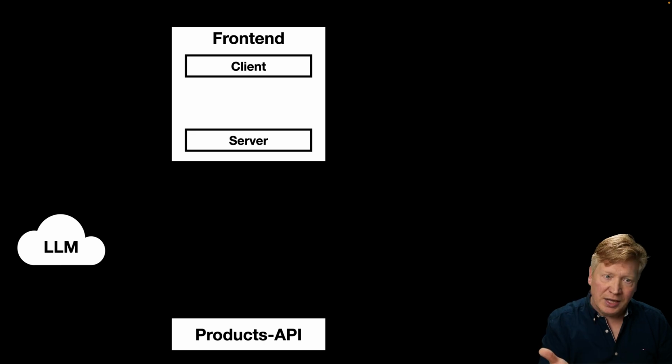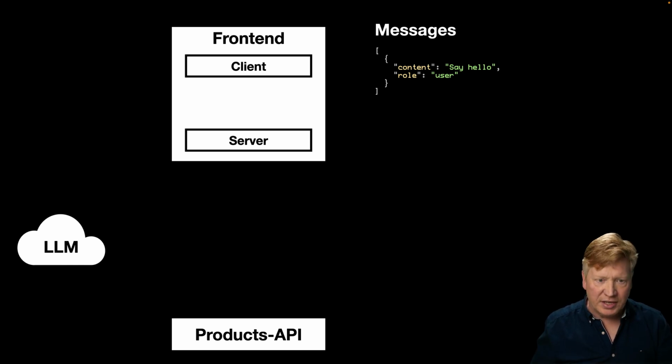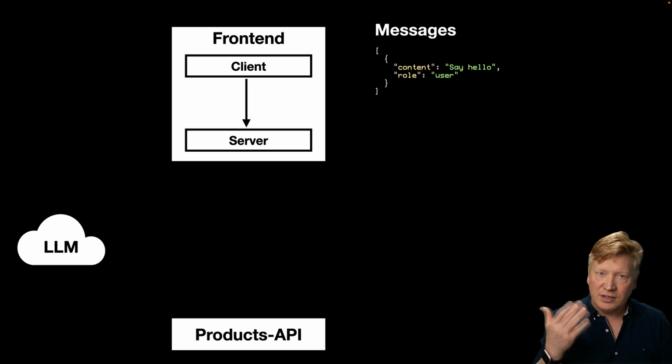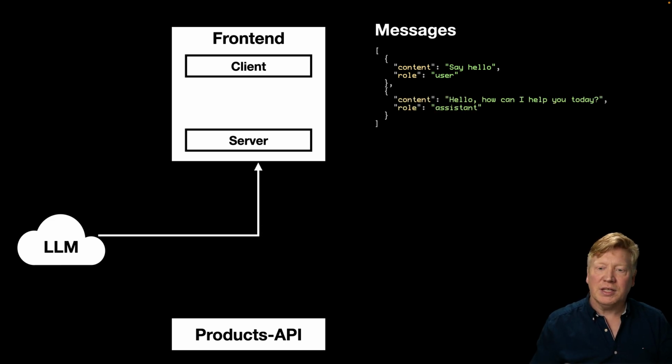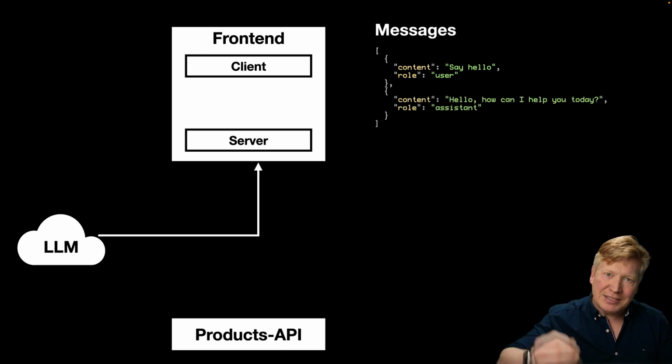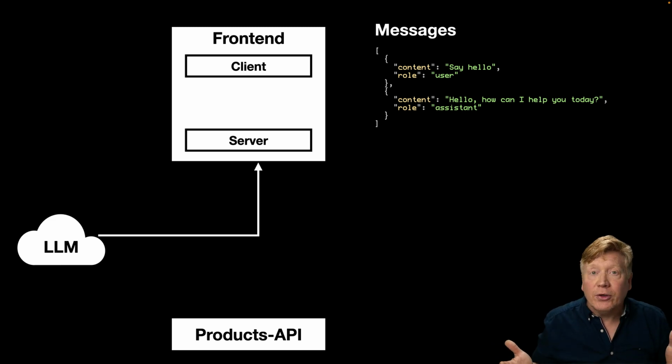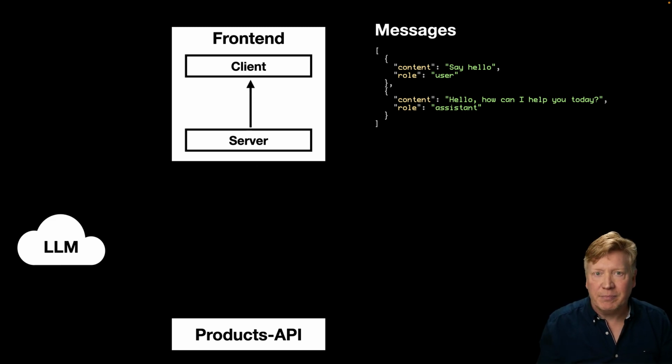So you've got the client and the server on the front end. The client in this case is the AI assistant, which is, say, for example, that I type in "hello" into that assistant. That goes to the server. Server then sends that to the LLM. The LLM then goes on, adds onto that messages list, the message history, that hello, how can I help you, that kind of thing, and it sends that back.